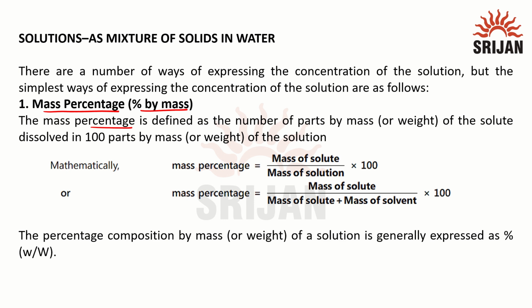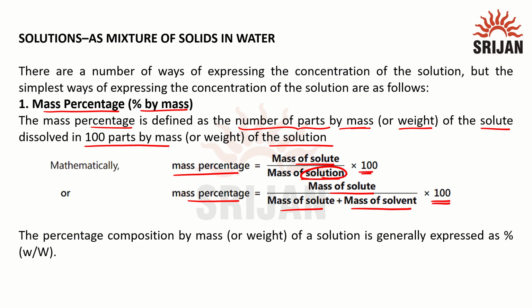The mass percentage is defined as the number of parts by mass, that is the weight of the solute dissolved in 100 parts by mass of the solution. So mathematically we can write mass percentage equals mass of solute by mass of solution into 100. Now what is a solution? A solution is a mixture of two components, that is solute and solvent. So we can write this formula as mass percentage equals mass of solute divided by mass of solute plus mass of solvent into 100.